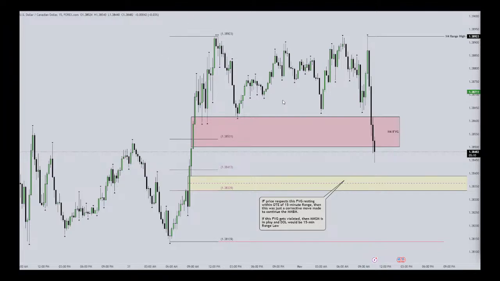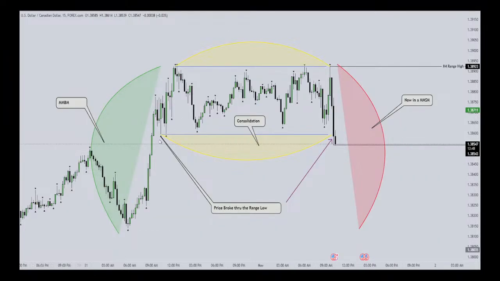Okay, so to get a better understanding, let's look at this picture right here. So from this range to this range, we're in a market maker buy model as we're going higher after price swept all of this liquidity right here. And then once it made this swing high right here, it started consolidating. So now we're in a consolidation phase. Now, after this low has been swept, or after price broke out of this range to the downside, we are now entering a market maker sell model.